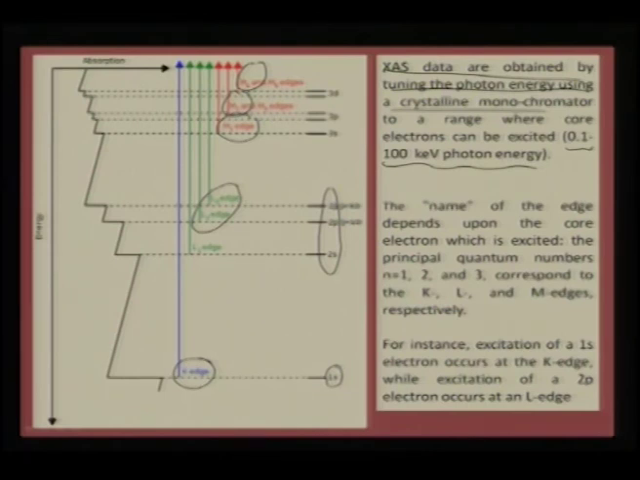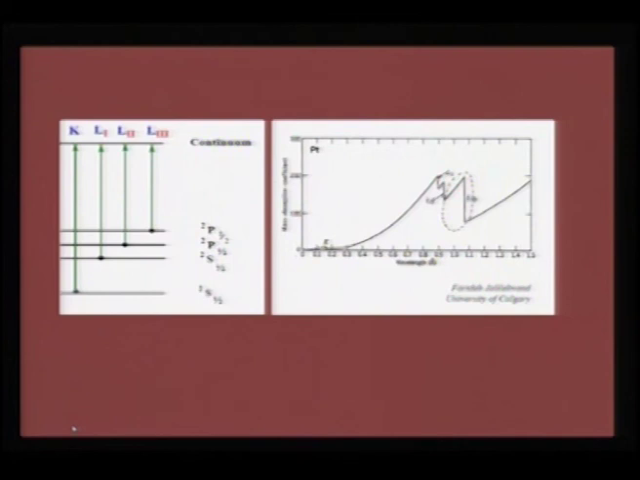So, if we talk about K, then we are talking about very high energy radiation. If we are talking about 2p levels, that is L, a medium range, and then still smaller ranges for 3d, 3s and 3p. So, this is how we designate this K, L1, L2 and L3.